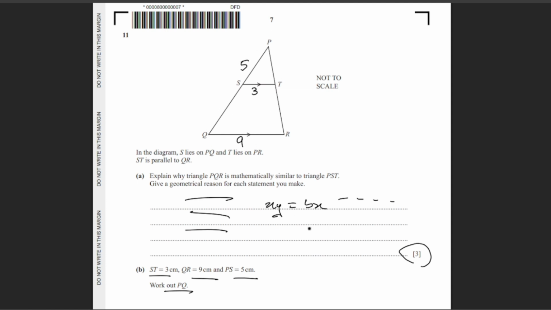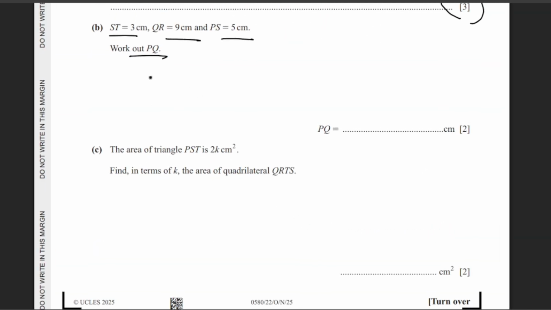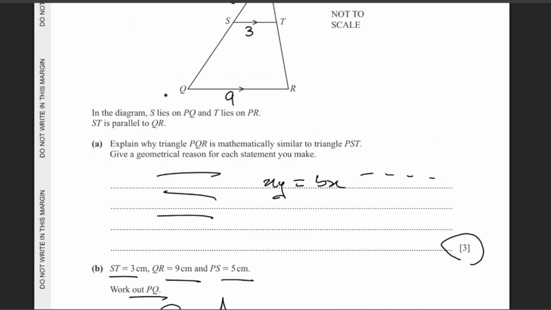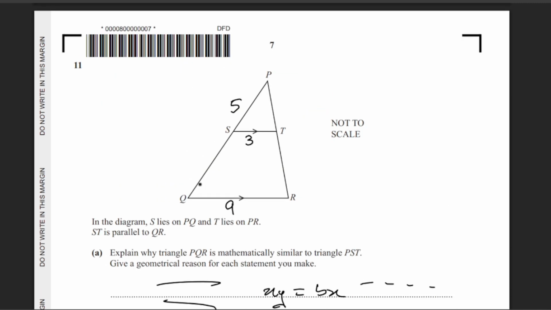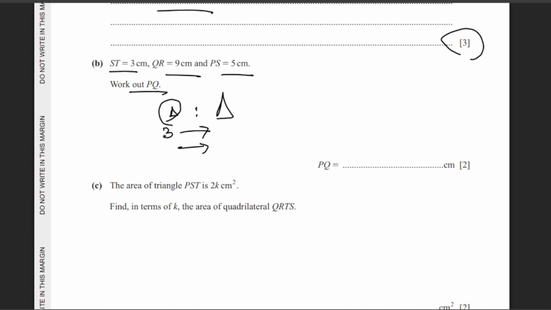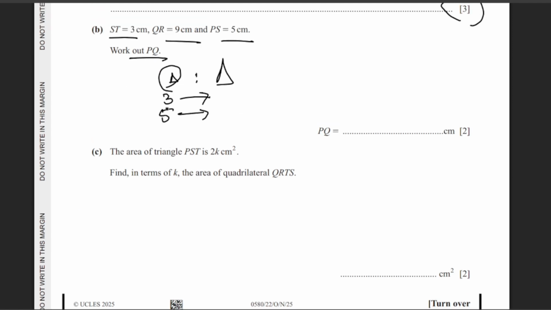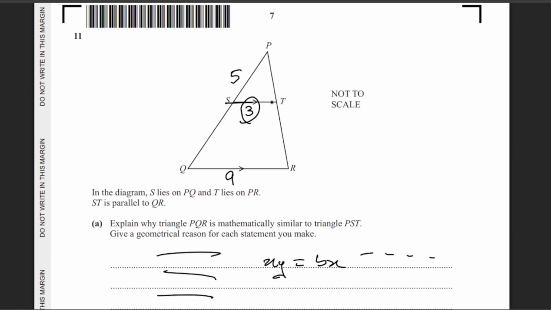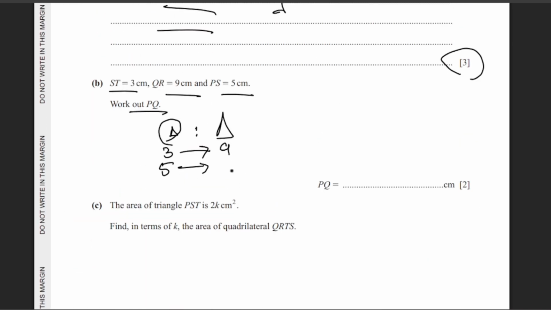Okay, so let's write it down in ratios, right? The smaller triangle's sides are going to be here, and the larger triangle's sides are going to be here. We need to write similar sides directly in front of one another. So smaller triangle 3, I'm going to write that down here. Then we have the smaller triangle's 5, I'm going to write that down here. Now, what side is similar to ST on the bigger triangle? That would be 9. We're going to write that right in front of this. And for 5, it's PQ.